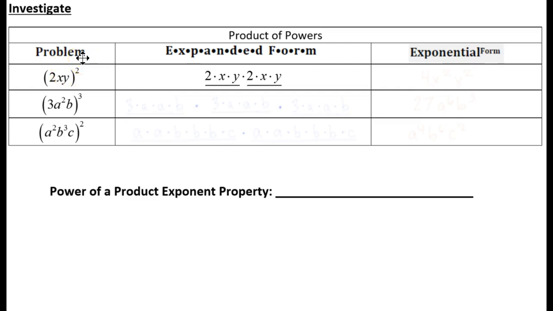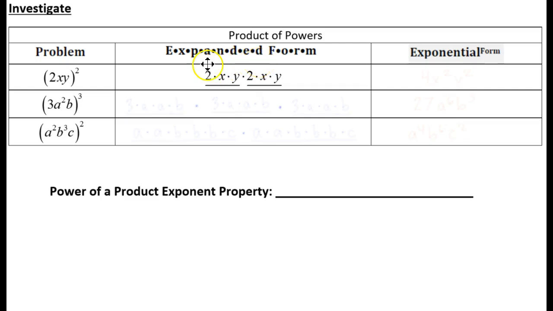So again, the same exponent rules apply. This 2 wants me to multiply everything inside of the parentheses by itself 2 times. So you'll see over here, expanded form, I have 2 times x times y written once, multiplied with 2 times x times y written twice. So all I'm going to do here is I'm going to multiply everything out.